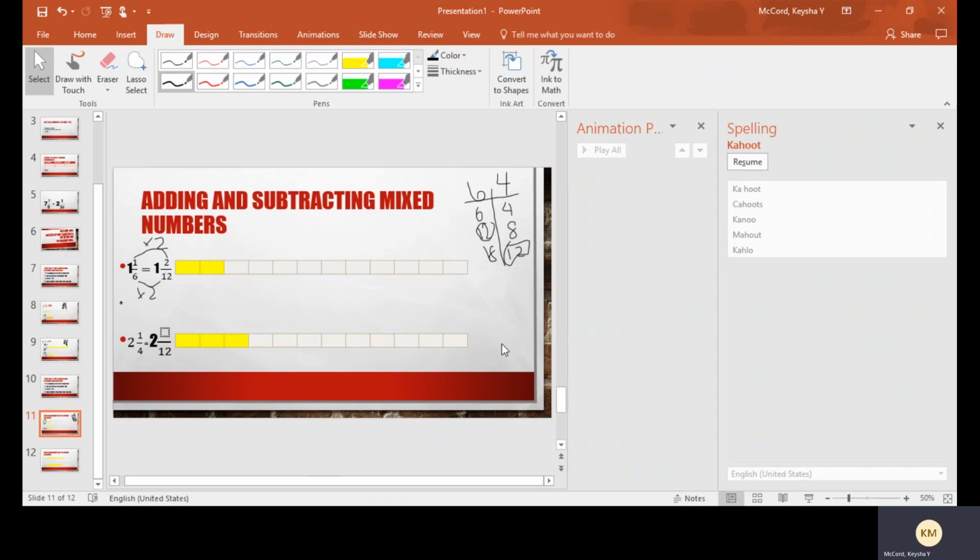Three. Voila! If I count, I have 12 total pieces. Now, again, how did I get from 4 to 12? Times 3. How am I going to get from 1 to here? Times 3.